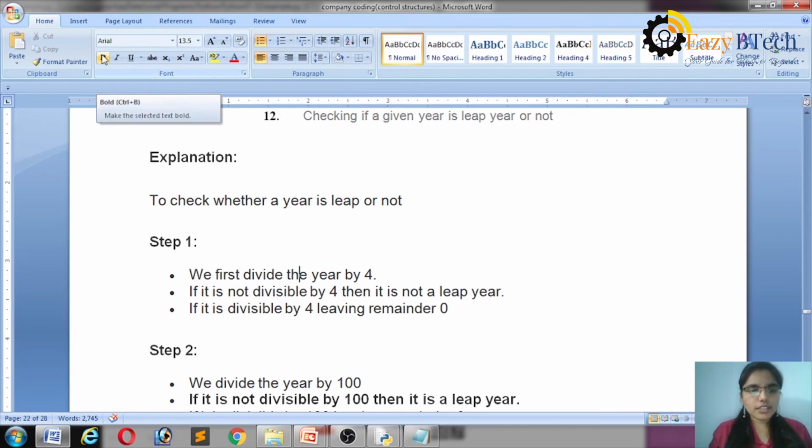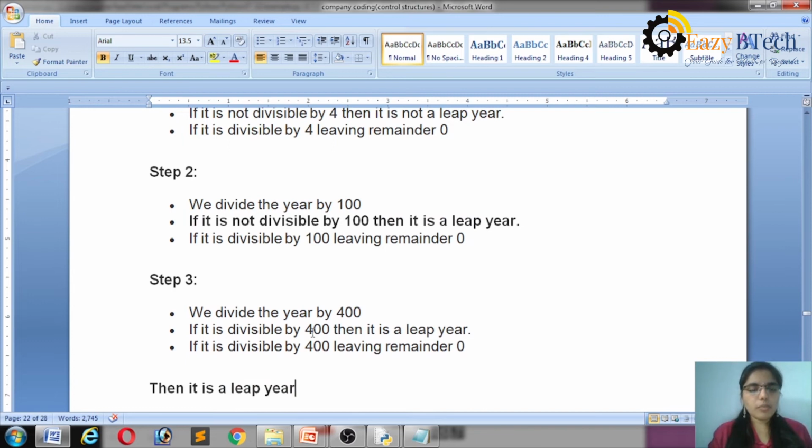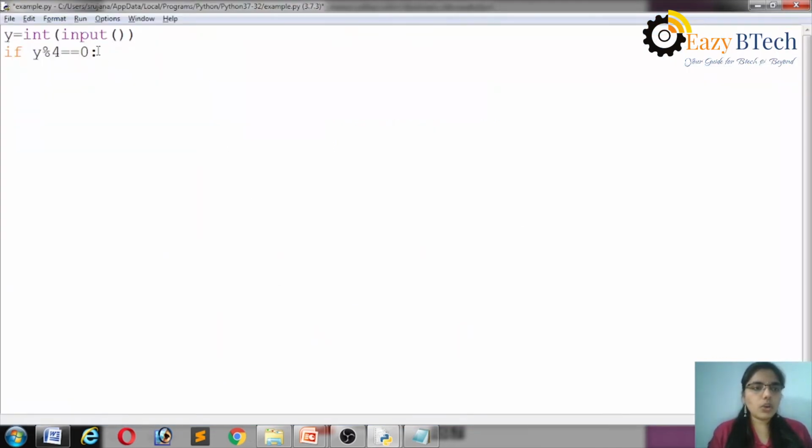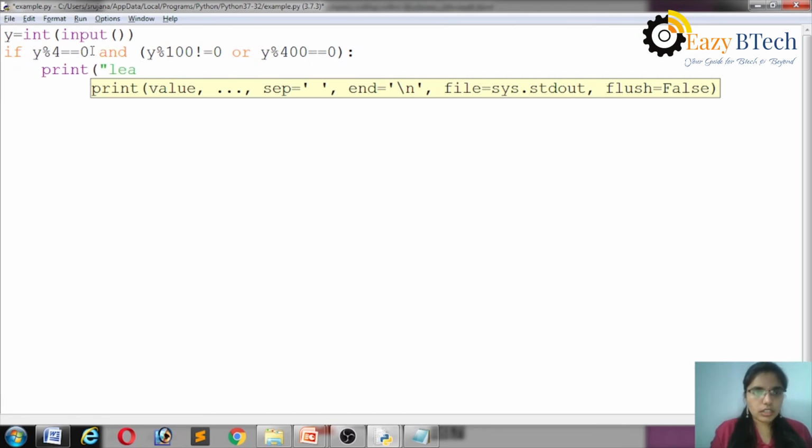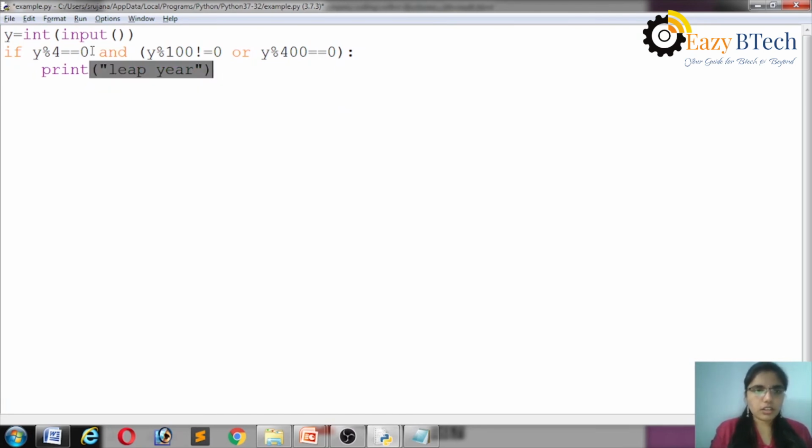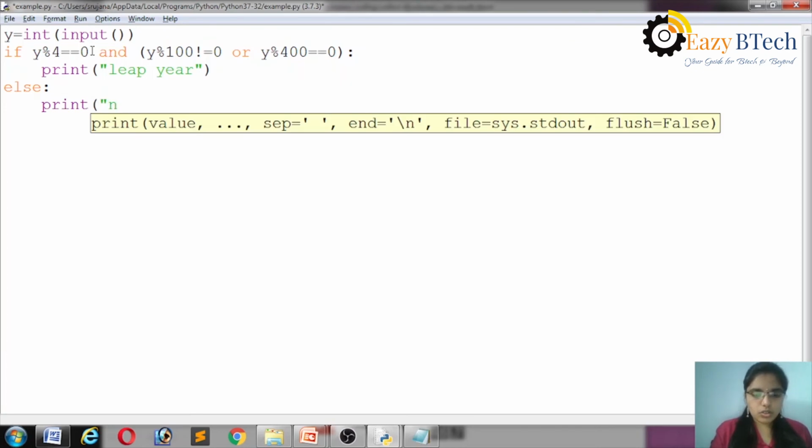So what is the second step? If it is not divisible by 100, then it is a leap year. And if it is divisible by 400, then it is a leap year. So you have to perform here: year modulo 100 is not equal to 0, or year modulo 400 is equal to 0. Then print leap year, or it will move on to the else block, print non-leap year.